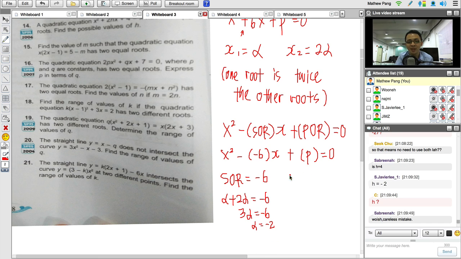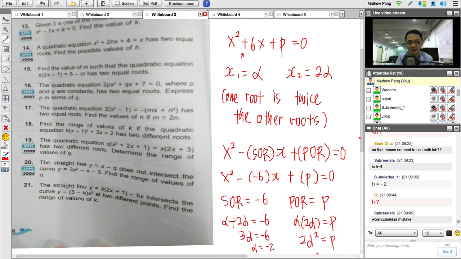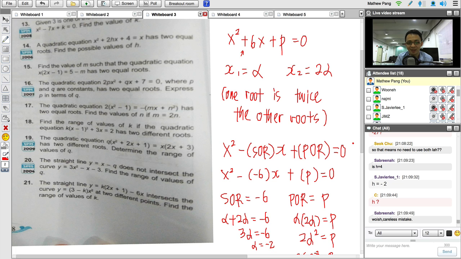P over here is the product of roots, right? So product of roots equals p. That means alpha multiplied by 2 alpha equals p. That means 2 alpha squared equals p. 2 multiplied by negative 2 squared equals p. P will equal 8. Done. I hope I do answer the question of the bug.